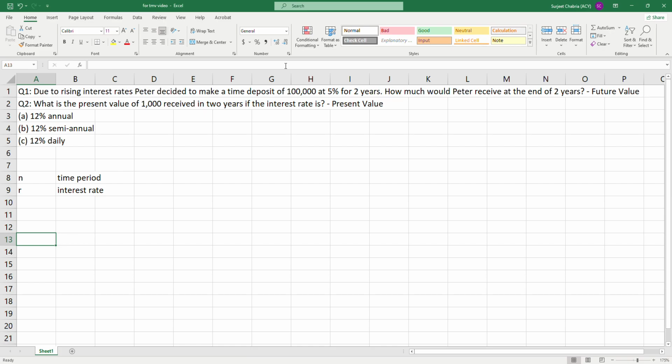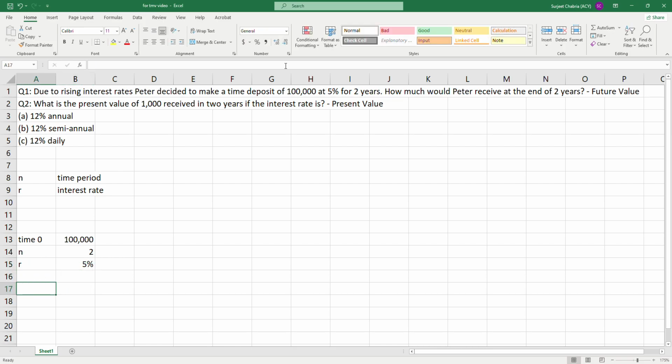So for question one, let's say, question one says that due to rising interest rate, Peter decided to make a time deposit of $100,000, right? So at time zero, Peter decides to put in $100,000. That's the amount of deposit that he wants, and then it will mature in 2 years. So the time period in this case would be 2 years, or two per se. And the interest rate, which is R, as per the question, is 5%, right?